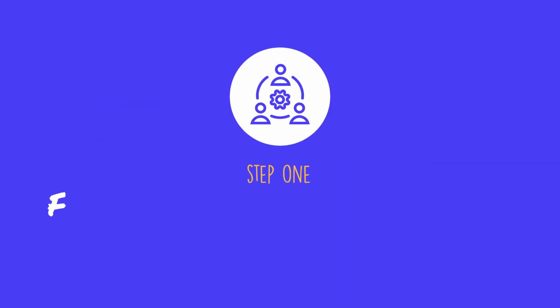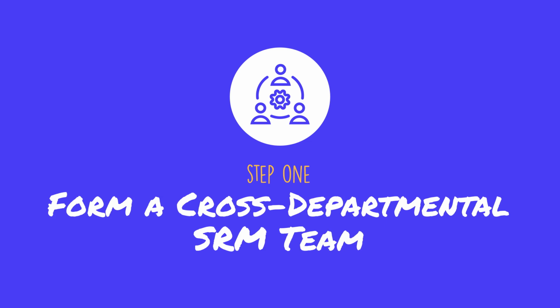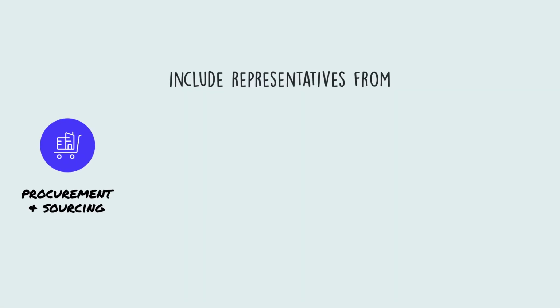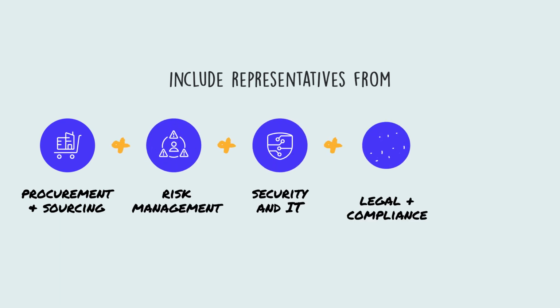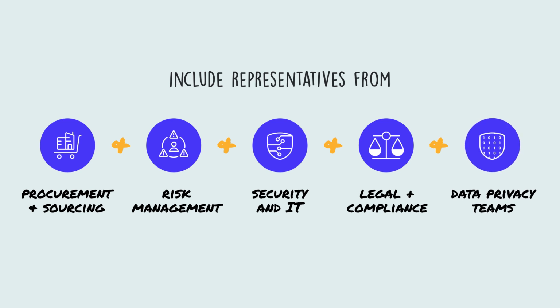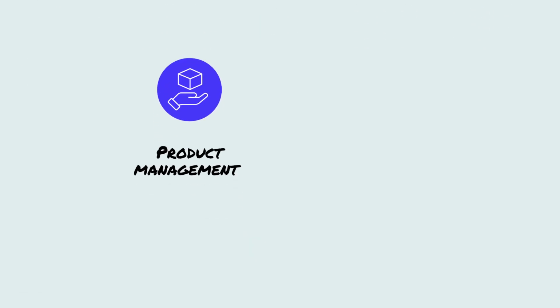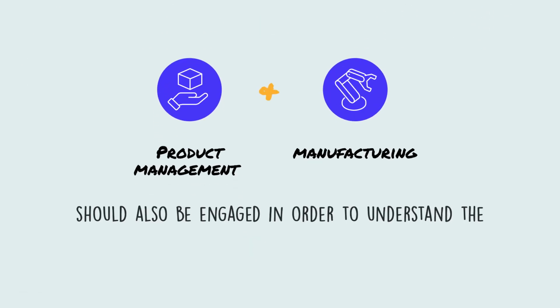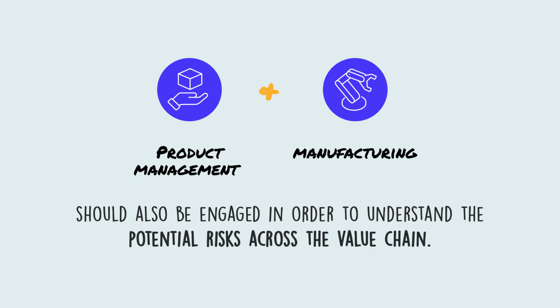Step 1. Form a cross-departmental SRM team. Participants can include representatives from procurement and sourcing, risk management, security and IT, legal and compliance, and data privacy teams. Product management and manufacturing should also be engaged in order to understand the potential risks across the value chain.